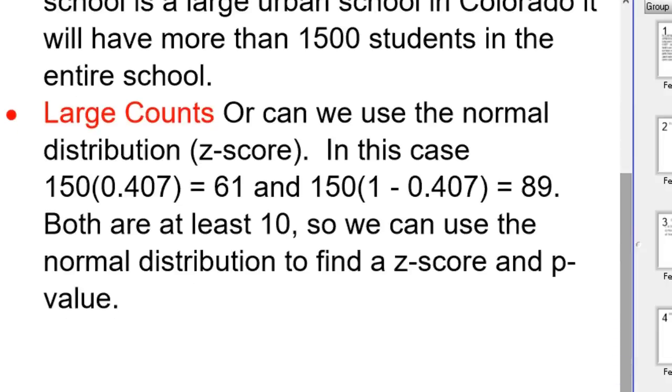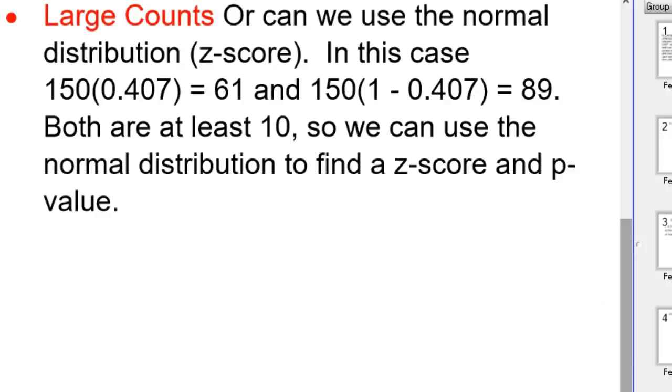And then large counts, or can we use the normal distribution or z-score in this case? 150 times 0.407 is equal to 61, and 150 times 1 minus 0.407 is equal to 89. Both are at least 10, so we can use the normal distribution to find a z-score and a p-value. So we've passed all of our conditions.